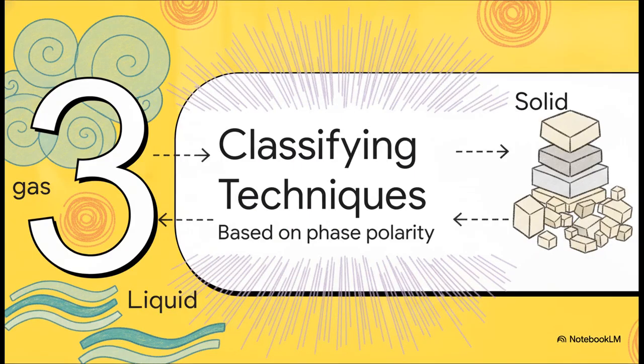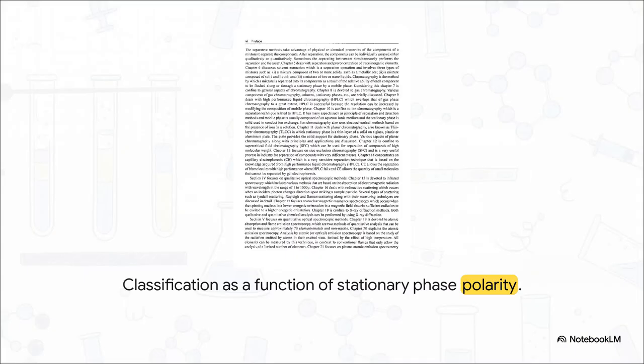This brings us to section 3. Classifying the techniques based on phase polarity. Because we can swap out whether our phases are liquids, solids, or gases, we end up creating entirely different analytical environments. It's brilliantly illustrated when you map out the pathways based on whether the phases are ionic, polar, or nonpolar.